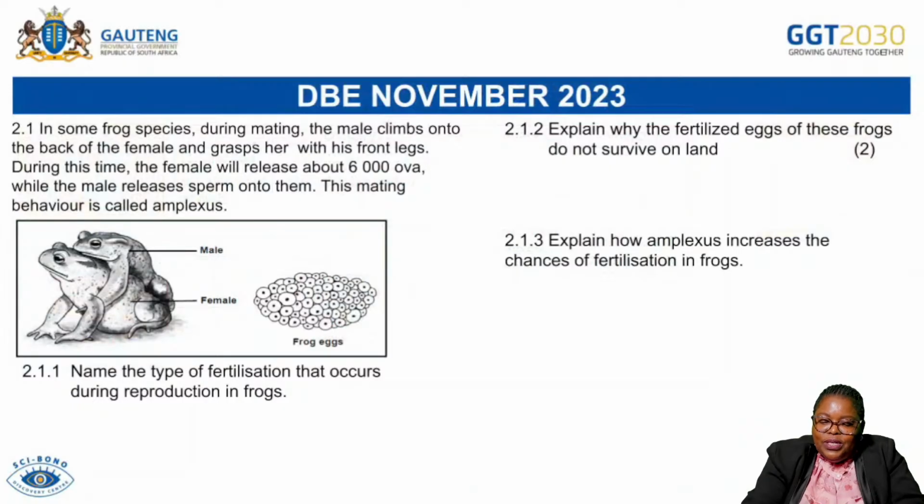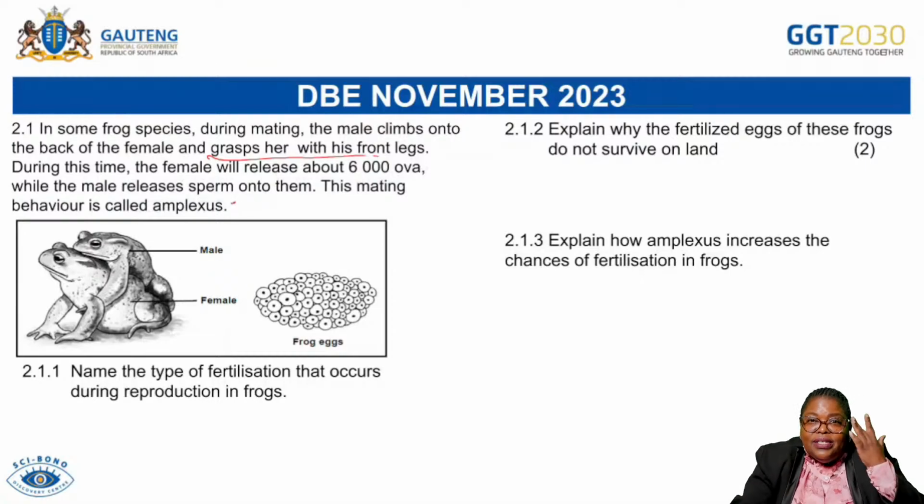In some frog species during mating, the male climbs onto the back of the female and grabs her with his front legs. During this time, the female will release about 6,000 ova, while the male releases sperm onto them. This mating behavior is called amplexus. Remember, you can be given case studies, even if you have not studied that. Read that, because some of the questions are going to be based on that case study, right?